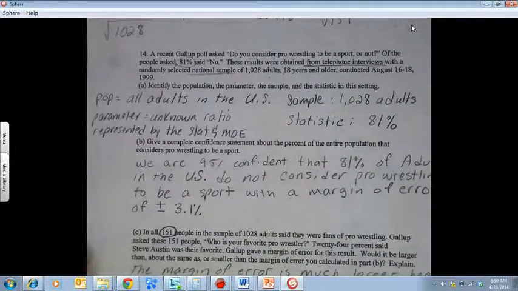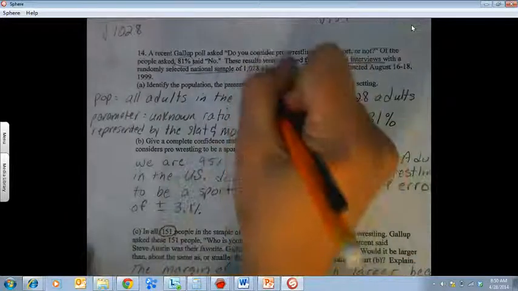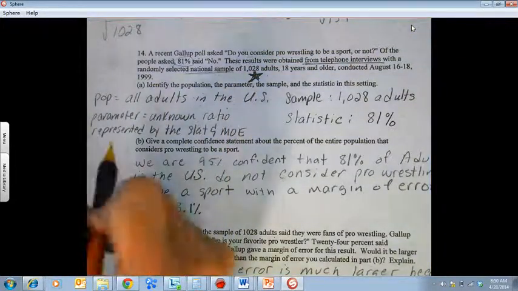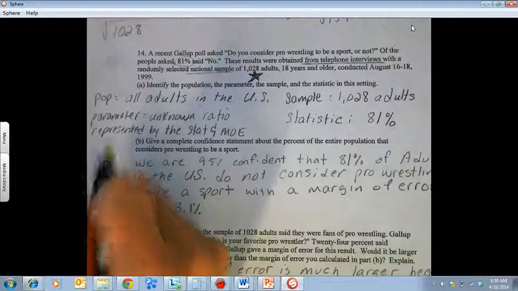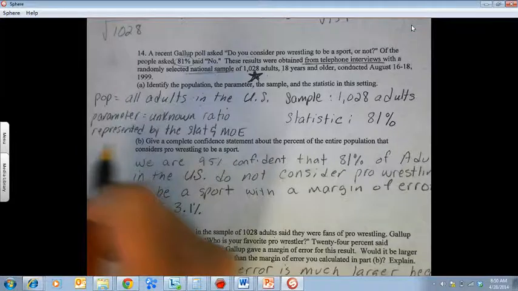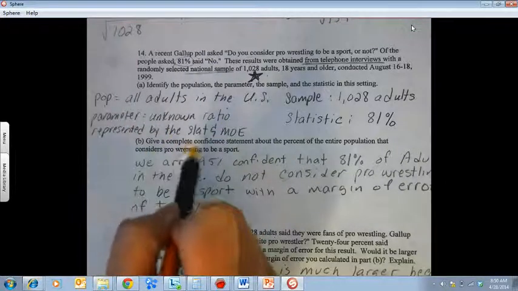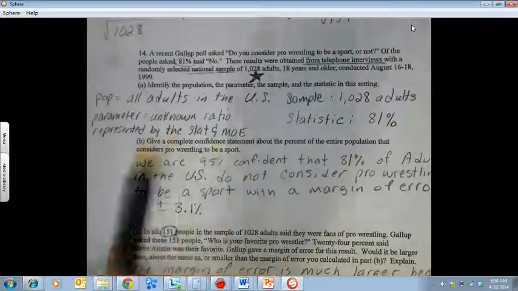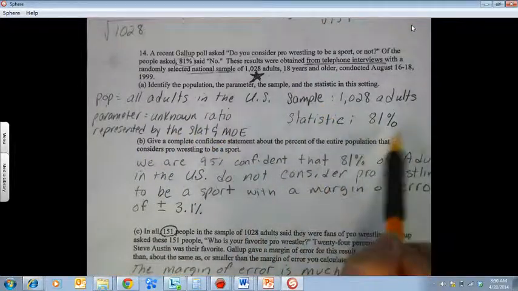The population, all adults in the U.S. The sample, or how many people they're actually asking, is 1,028. Okay, that's right here. That's who they're actually asking the question. The parameter is the number that goes with the population, and it's the same answer as before. It's the unknown ratio represented by the statistic and the margin of error. The actual statistic, the number that goes with the sample, is 81%.